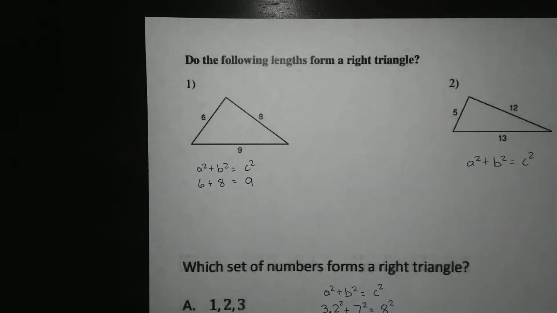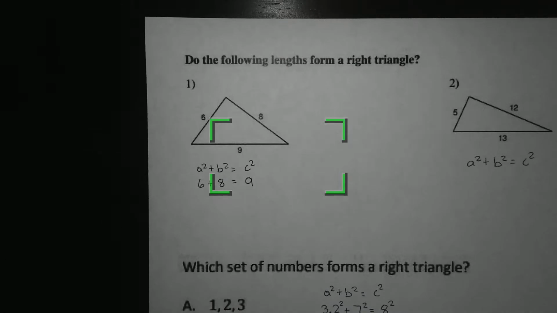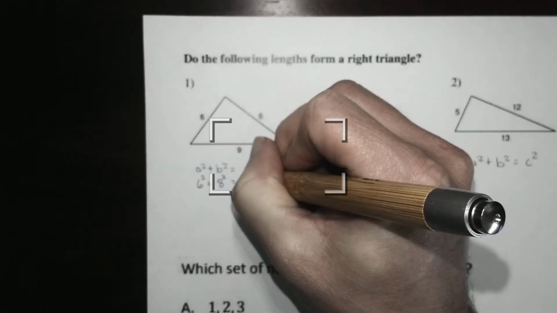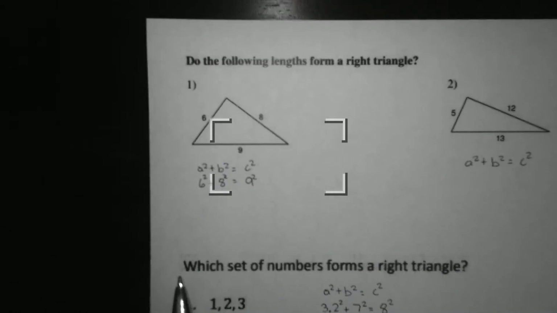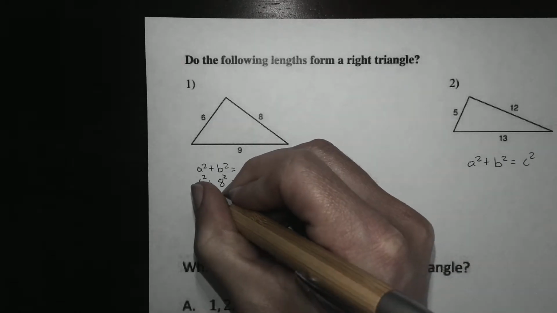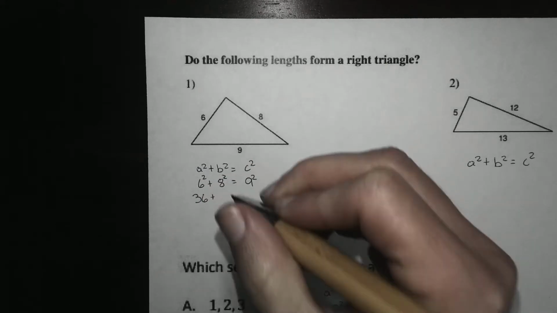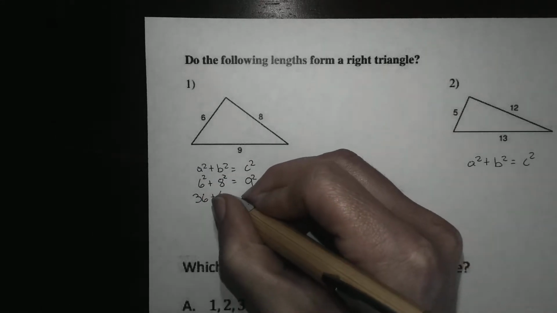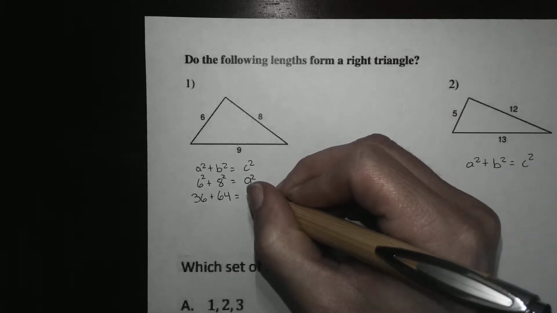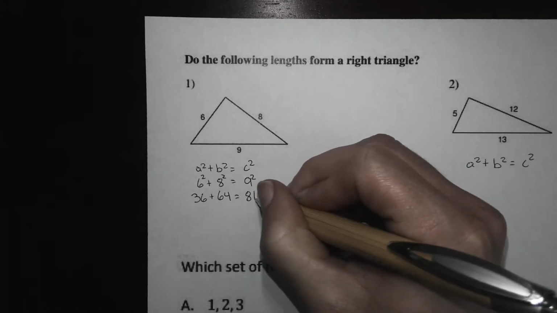Now, if you'll notice, I've made a mistake that a lot of my students will make, and they will forget to square the numbers. It says a squared plus b squared equals c squared, so we need to go ahead and square those numbers. Squaring means to multiply a number by itself. So 6 squared is actually 6 times 6, which is 36. 8 squared, which is 8 times 8, is 64. And 9 squared is 9 times 9, which is 81.